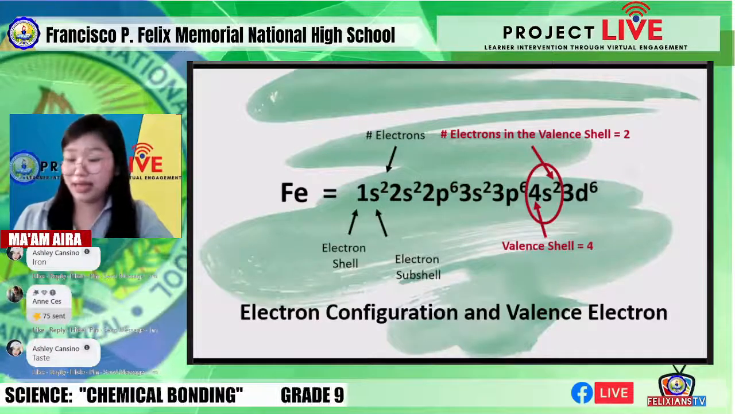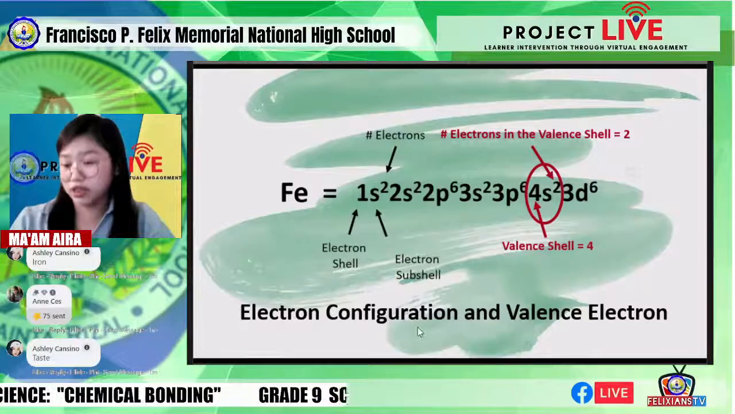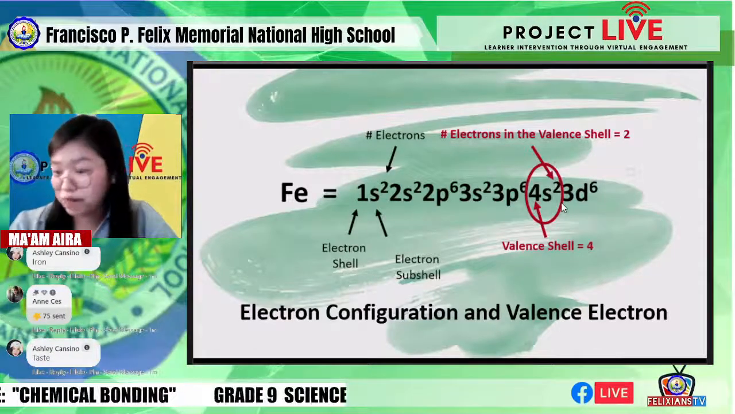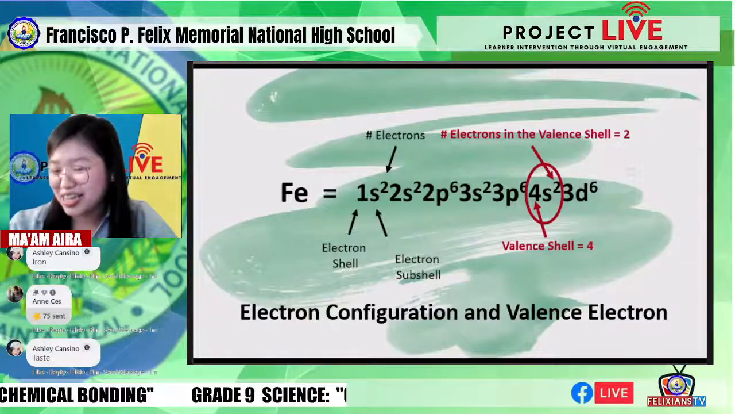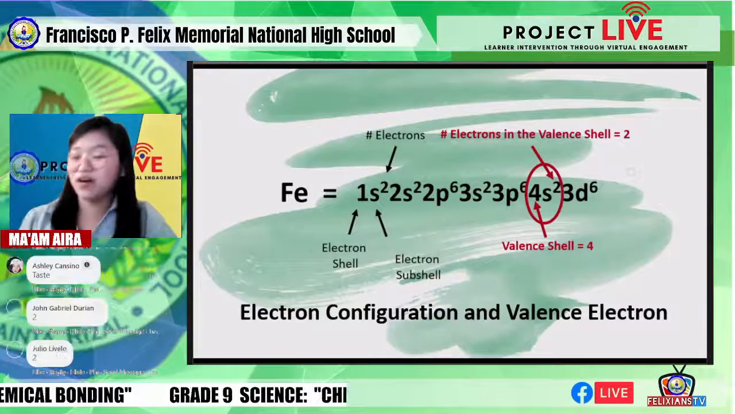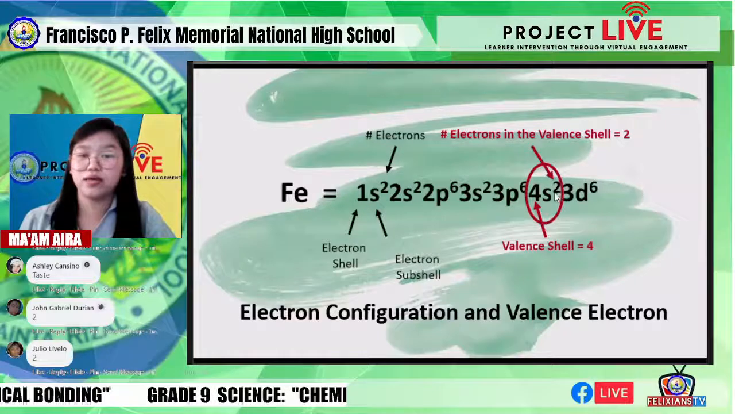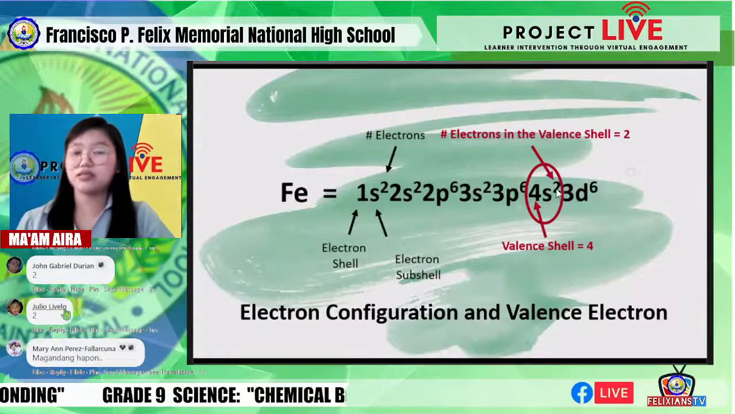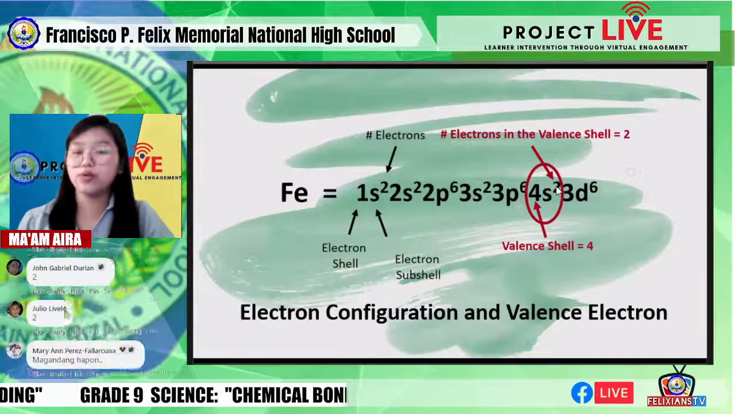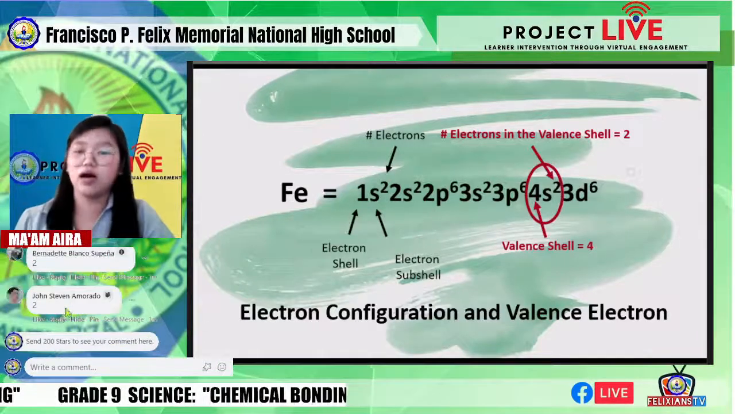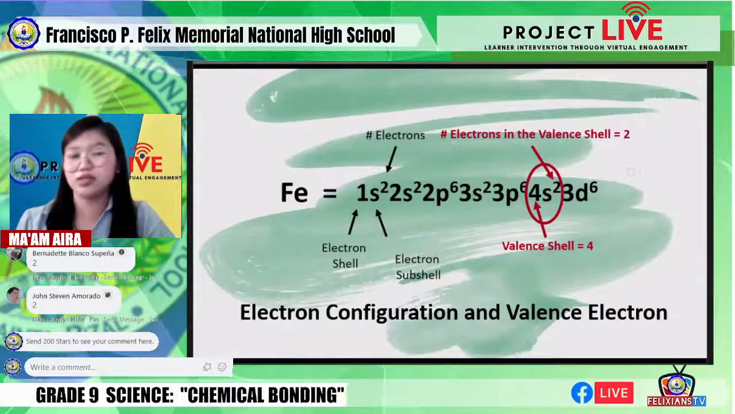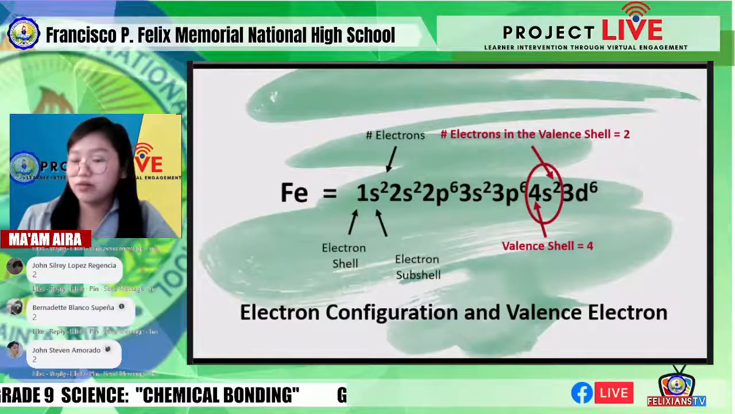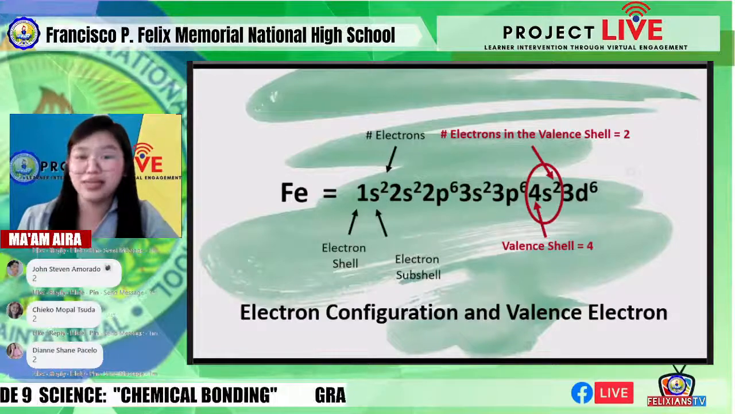So I'll be looking at the comment section for your answer. We have here the first one to answer, John Gabriel Durian. You are correct, it is 2. The valence shell number 4 contains or can hold 2 electrons. Meaning to say, our valence electron here is 2. Okay? Do you follow, grade 9 students? If you follow, please type in yes.